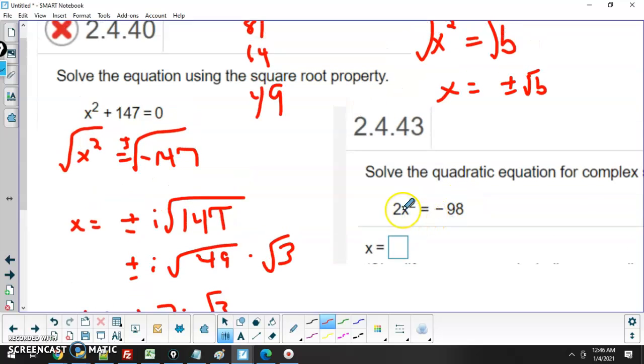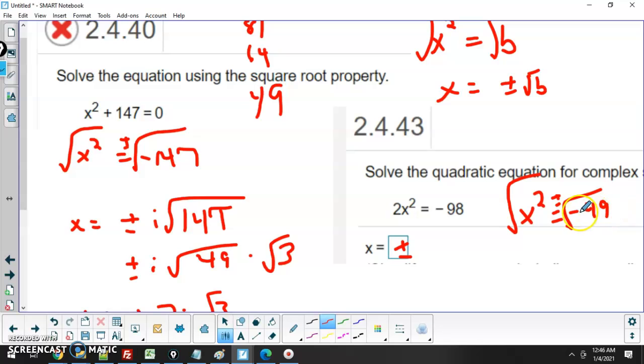All right, one more here. Basically the same thing. You got to get the x squared by itself, so we're going to start by dividing it by 2. So we would have x squared equals negative 49. Okay. Then you're going to use the square root property again. Square root both sides. Okay, and as soon as you do this, you should technically write the plus minus in here. You could wait till the next step, but I'm trying to be technically correct here. So your answer then would be x equals plus or minus.